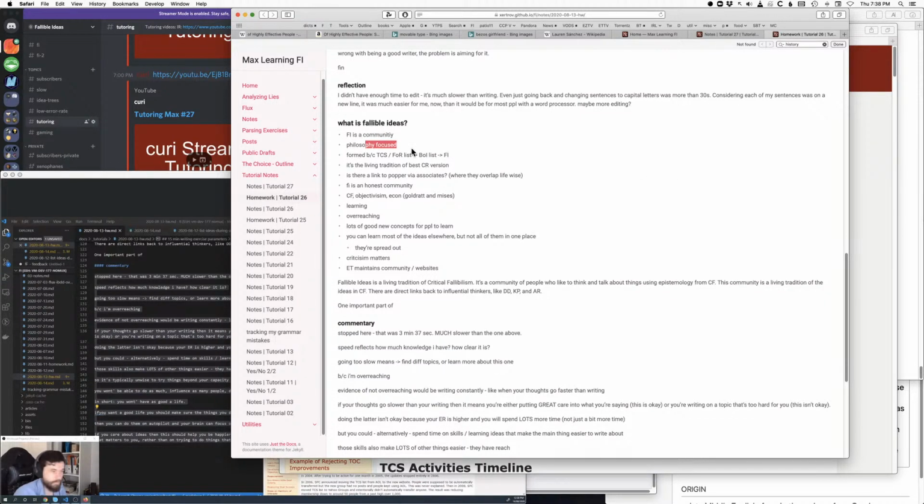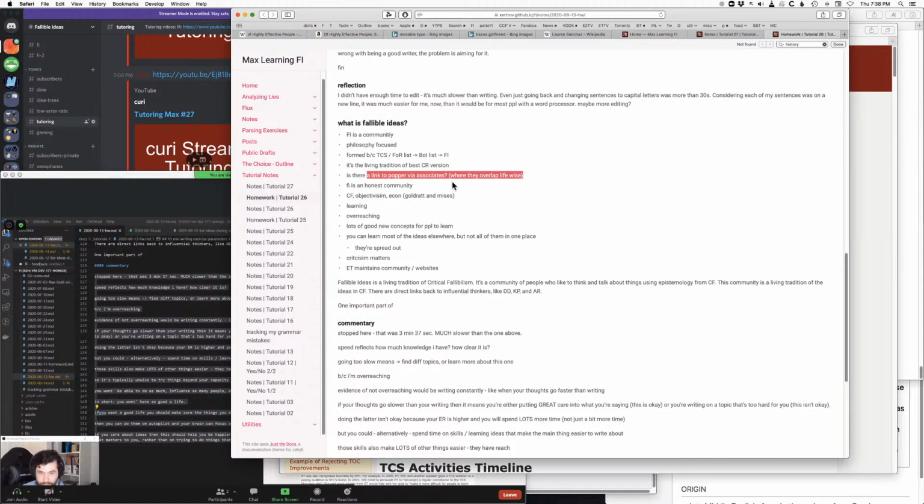Okay, community, philosophy. So that's formed because TCS slash Fabric of Reality list to BoI list to FI is what that meant. It's very symbol heavy. It's vaguely in the ballpark, missing ARR and a few others. PR, living tradition. I'm not sure exactly what this means. It means sort of like a direct link, like Joe knew Bob.